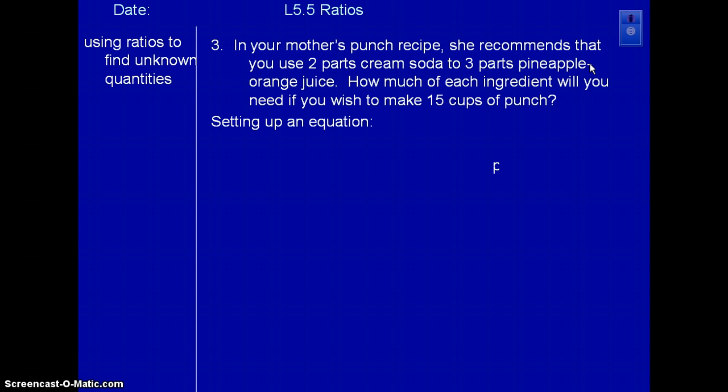So if we'd like to do this by setting up an equation, which is one way that your book suggests, you'll see an example similar to this on page 276 of your textbook. We're going to choose a ratio. Cream soda to pineapple orange juice would be one option. We also could go pineapple orange juice to cream soda. The thing to remember is once you pick it, you've got to stick with it.